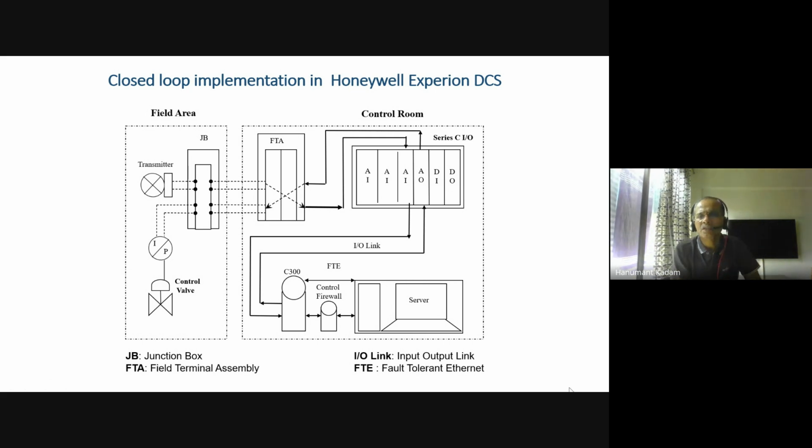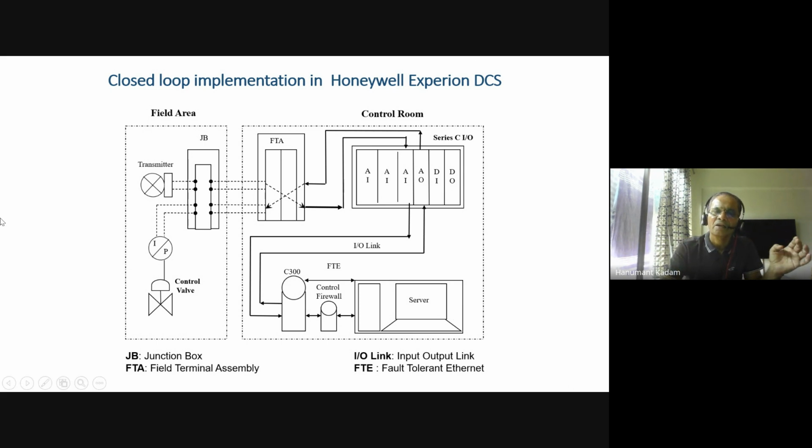So this is the takeaway for you from this slide. Always remember when you are talking about the Honeywell Experion DCS, anyone can have a field area, from the JB. Then you must understand the FTA, AI card, AO card, C300 controller, role of FTE, control firewall, server functions, DIDO card, series C IO cards. So it is a generalized way.